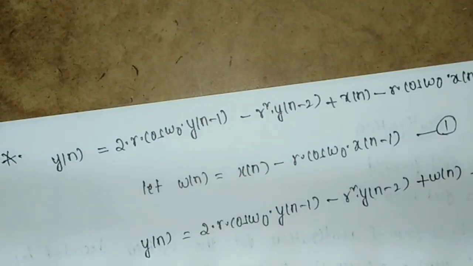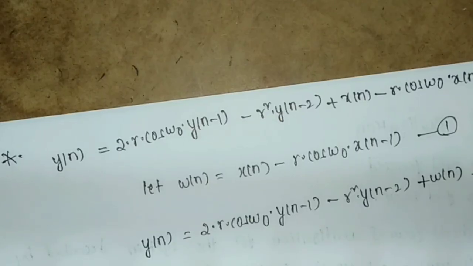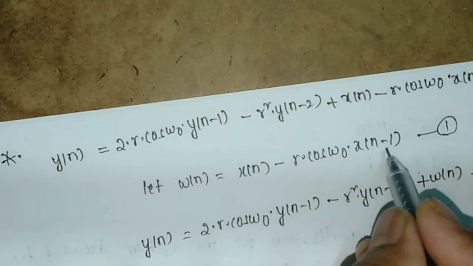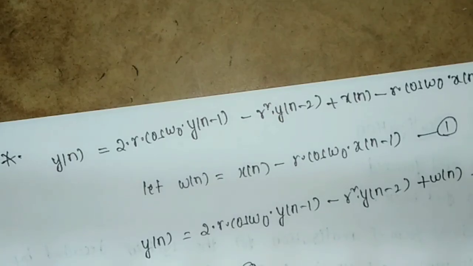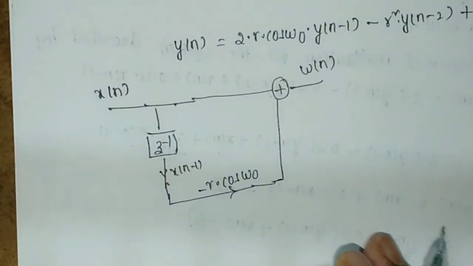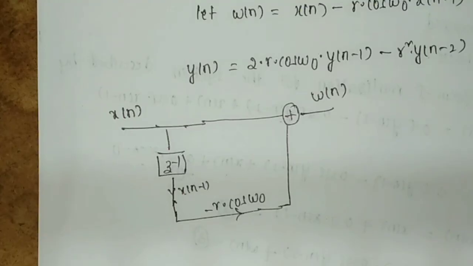So feed forward means x of n here. At the input side we have a z power minus 1 element, only one delay element. So here the output is x of n minus 1 and it should be multiplied with what? Minus r cos omega naught. Okay, and this should be added to x of n. So here the delay element and the addition will be used. So this is the w of n.